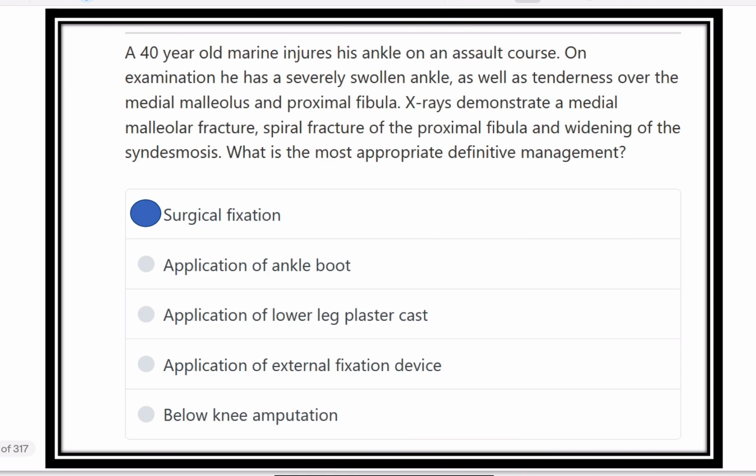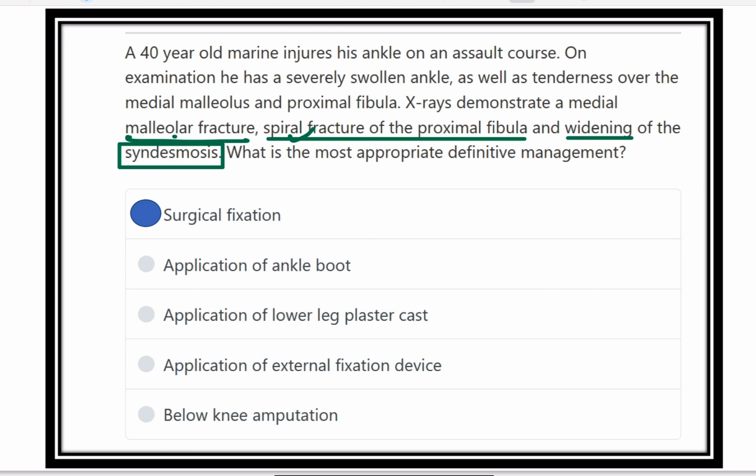So what is the type in this patient? The X-ray demonstrates a medial malleolar fracture and also a spiral fracture of the proximal fibula, and it occurs at the level of the syndesmosis. Here there is widening of the syndesmosis, at the level of the syndesmosis. As there is widening, that means there is displacement. There is the medial malleolar fracture and also the spiral fracture of the proximal fibula, that means two important bone fractures. So there is a major bone fracture, and there is displacement.